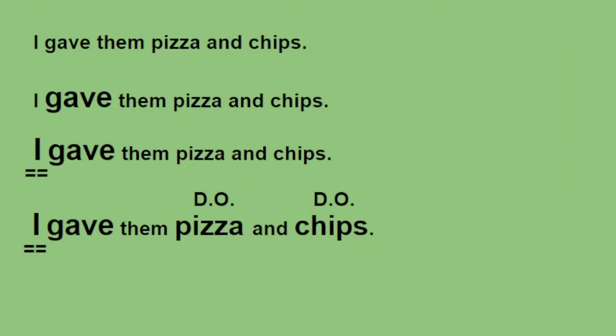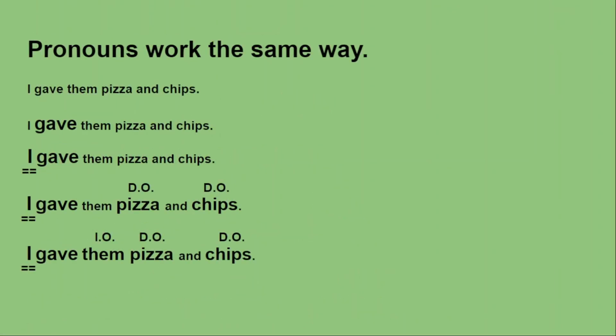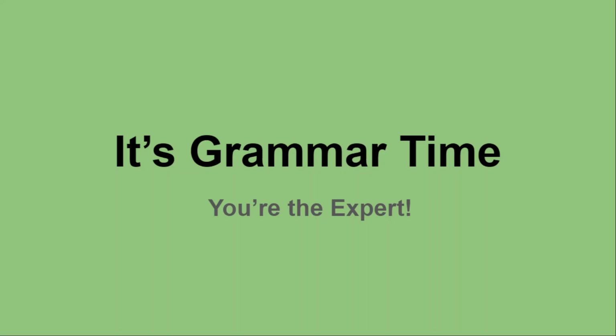I gave pizza and chips to or for whom? I gave pizza and chips to them. Therefore, them is the indirect object. And now you know the formula for finding the indirect object because you are the expert.